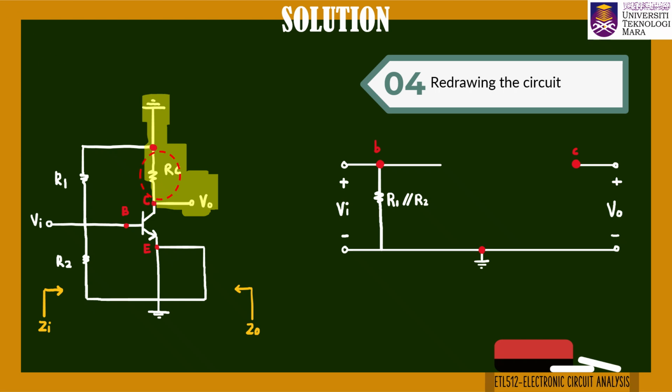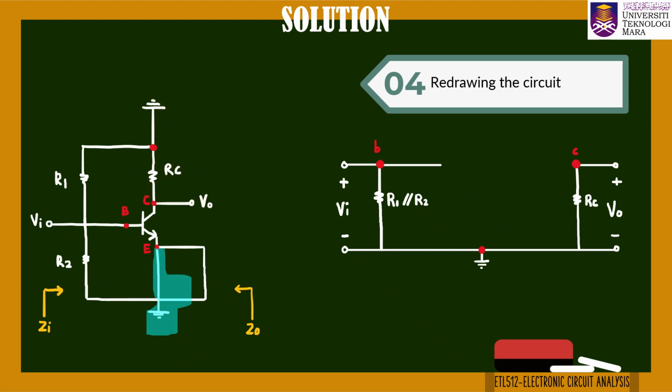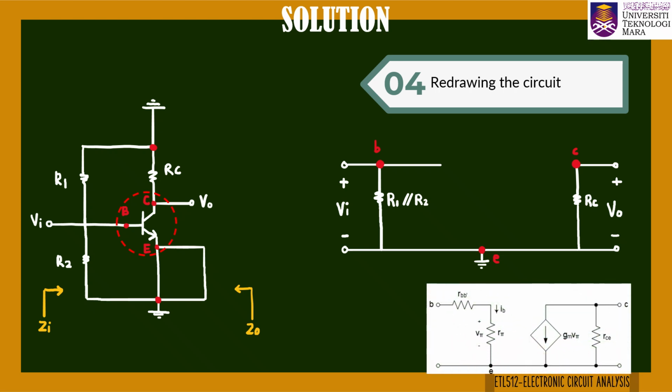Now let's move to the output part at the collector terminal highlighted in yellow. Here, there is only RC, which is connected between the collector and ground. So, in the AC circuit, we place RC between collector and ground. Finally, let's check the emitter terminal. For the emitter terminal, there are no other components left, which means the emitter is directly connected to ground reference. Now, the only component left to be drawn is the transistor. For AC analysis, we use the hybrid pi model. Since this is an NPN transistor, here is the model.